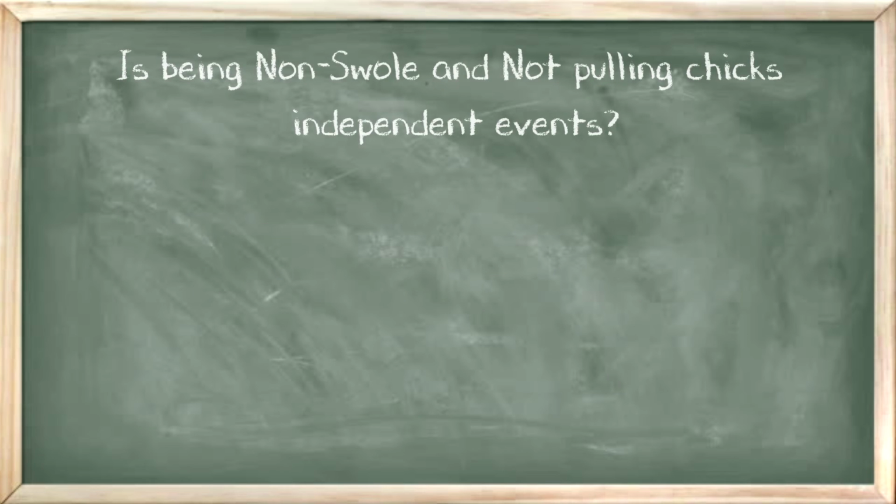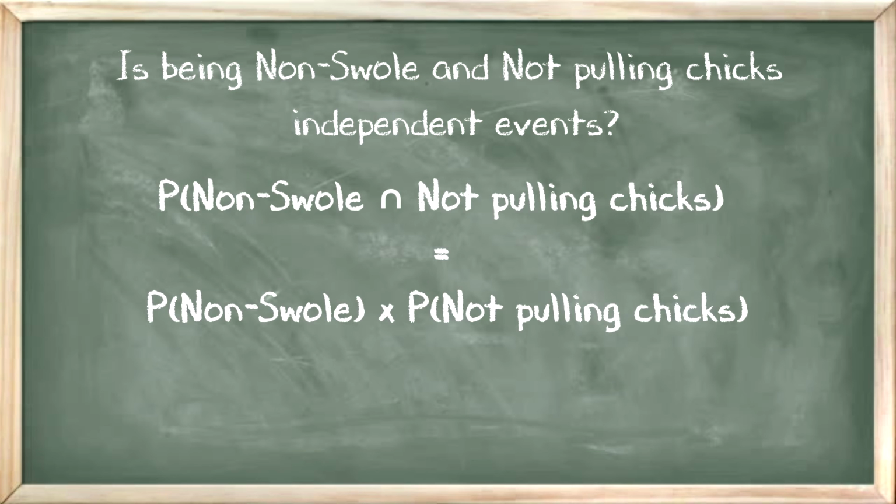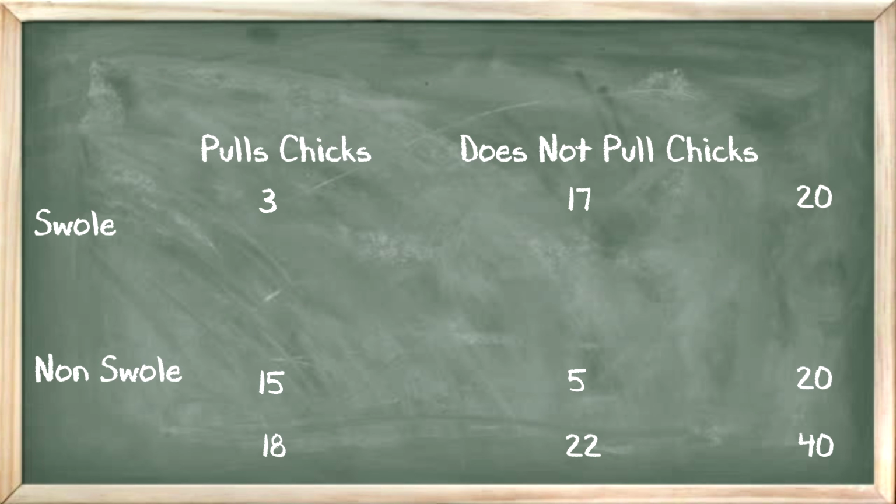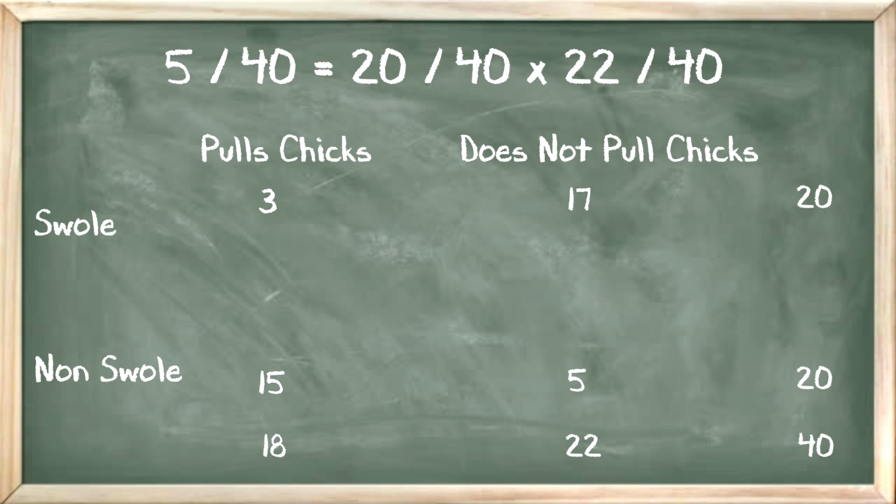Let's try the example. Is being non-swole and not pulling chicks independent events? So our formula would look like the probability of being non-swole and not pulling chicks is equal to the probability of being non-swole times the probability of not pulling chicks. So now we find the probabilities of each event using the two-way table we made earlier. The probability of being non-swole and not pulling chicks is 5 out of 40. The probability of being non-swole out of the whole sample is 20 out of 40. And the probability of not pulling chicks out of the whole sample is 22 out of 40.